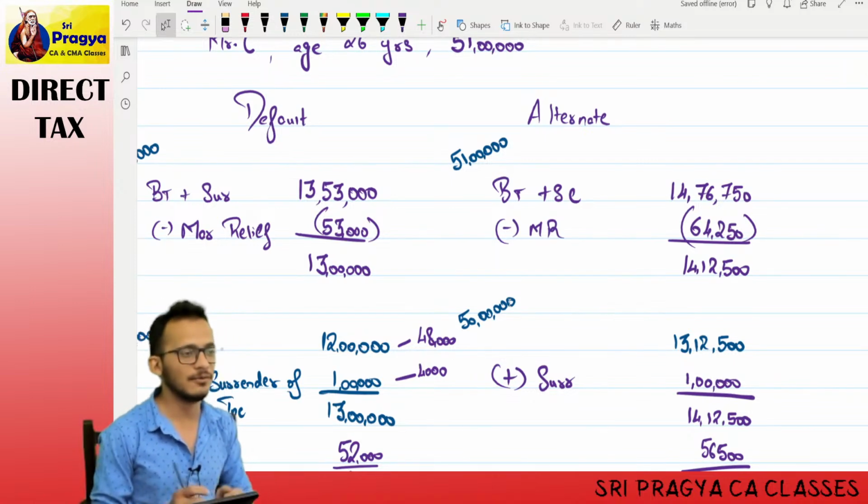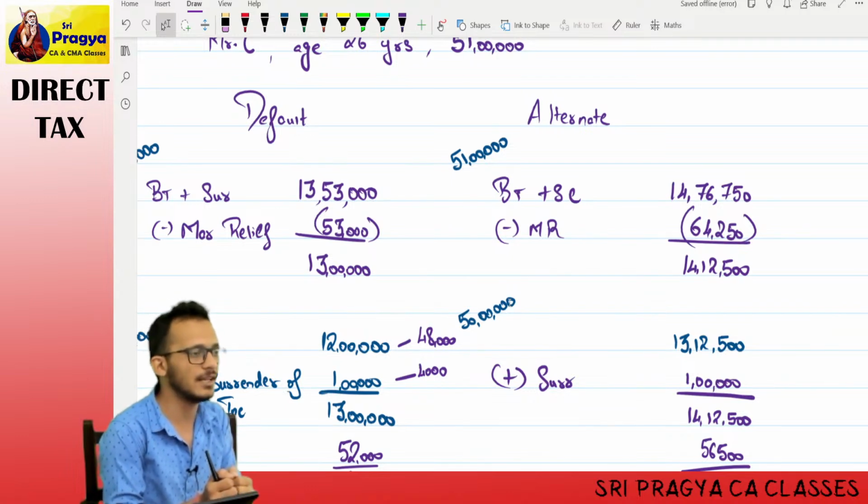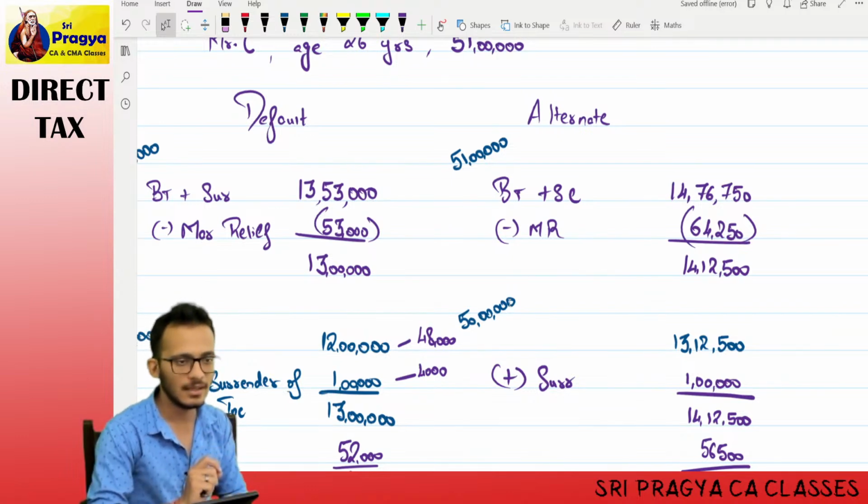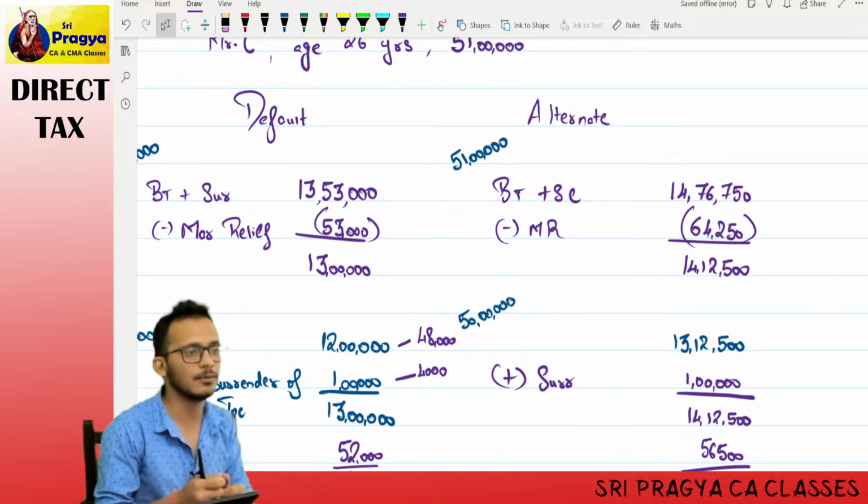Practical angle, you will have to do some calculator job. In the case of 50 lakhs, it will come to around 51 lakh 76,000. After that, marginal relief will not come, because after that what will happen?